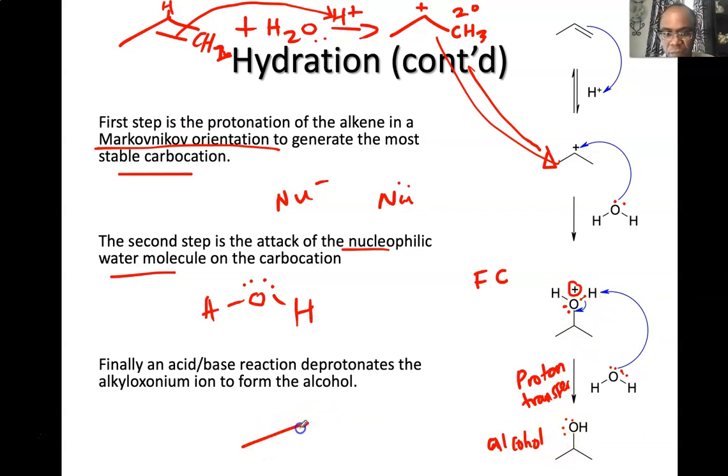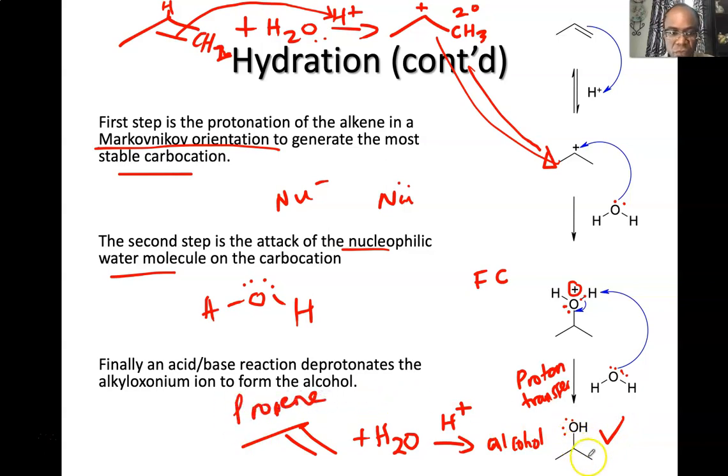Okay, so simply put, start with an alkene, react it with water in presence of an acid catalyst like HCl, you're going to get an alcohol. So you moved from propene to 2-propanol. The OH is on the second carbon, so it's 2-propanol.